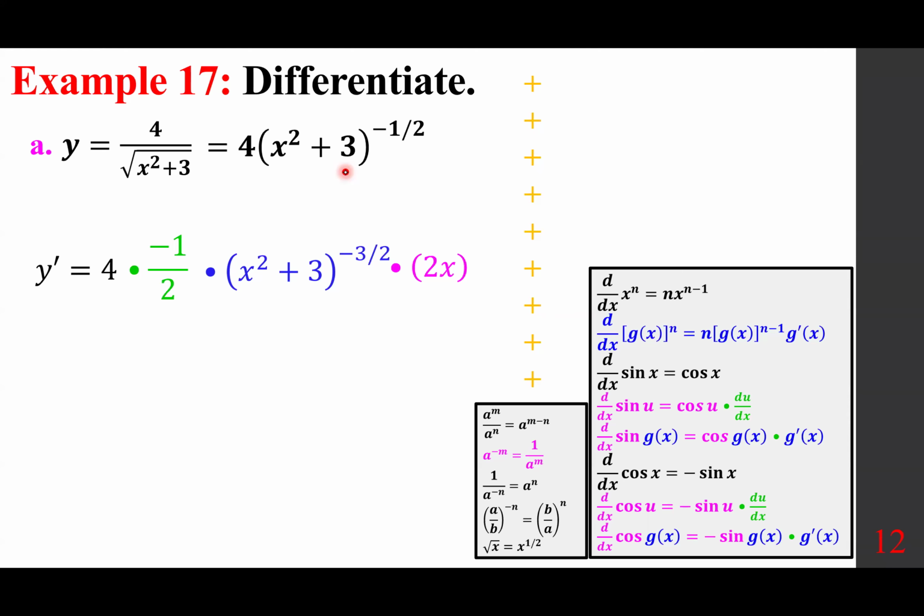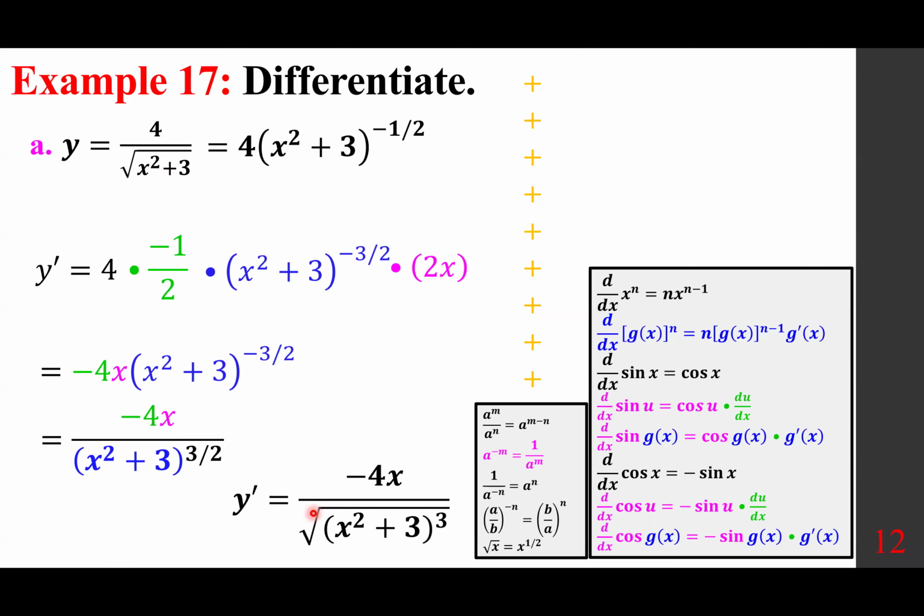Now, let's rewrite this to make sure it's easily understood. 4 times negative 1/2 is negative 2, times 2 is negative 4x. And we just repeat this. We take this down, make it to the power of positive 3/2. Again, we are using the negative exponent rules. You can't represent it with a negative. And then we take it to the same format, the root format. It becomes minus 4x over the square root of (x² + 3) quantity cubed. I hope nobody has any problem with the algebraic steps mentioned.